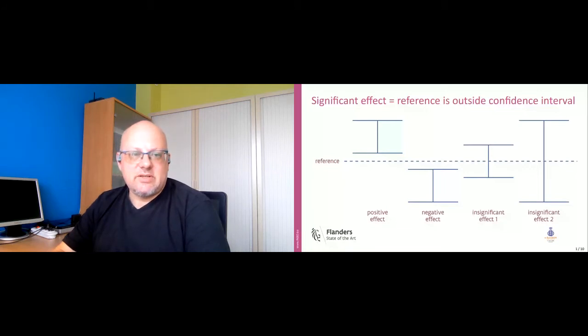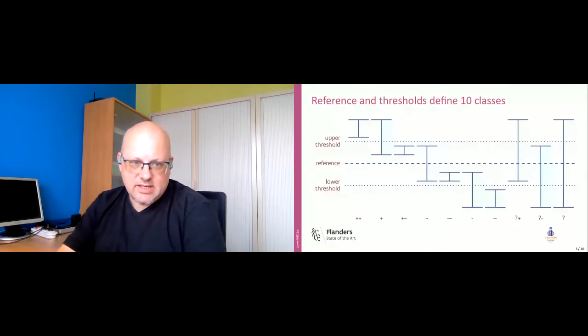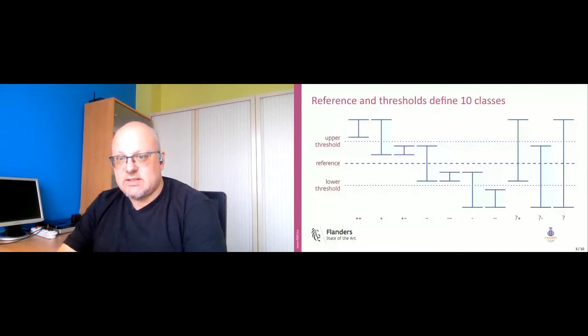Now the combination of these reference and two thresholds define 10 different classes. And we used standardized text labels for these classes, which you can see at the x-axis. We also define a standardized terminology for each of these classes. For instance, in case of trends, going from left to right, we have a strong increase, an increase, a moderate increase, a stable trend, moderate decrease, a decrease, a strong decrease, a potential increase, a potential decrease, and an unknown trend.